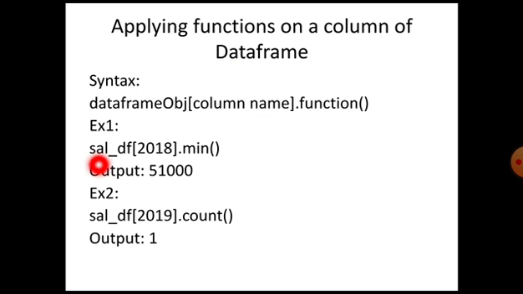The example is cell df. We are referring the same data frame cell df in square brackets 2018. So we are talking about the column 2018. It is a single column dot min. So I want the minimum value from the data frame cell df and from the column 2018. Here output is 51,000. So it is giving 51,000.